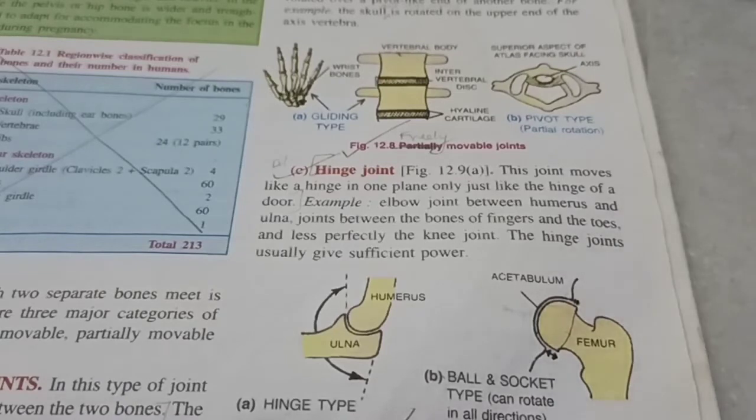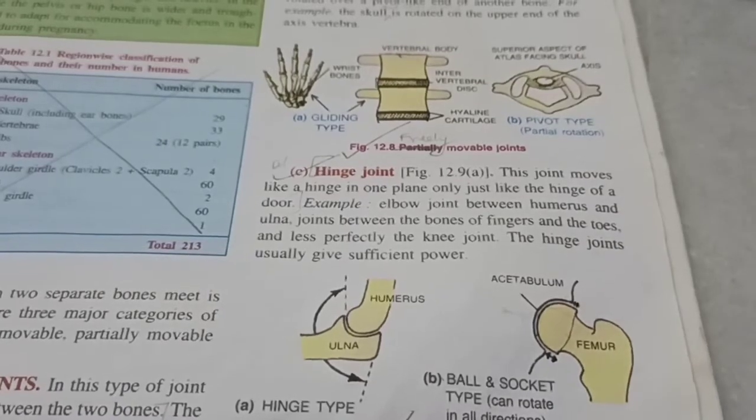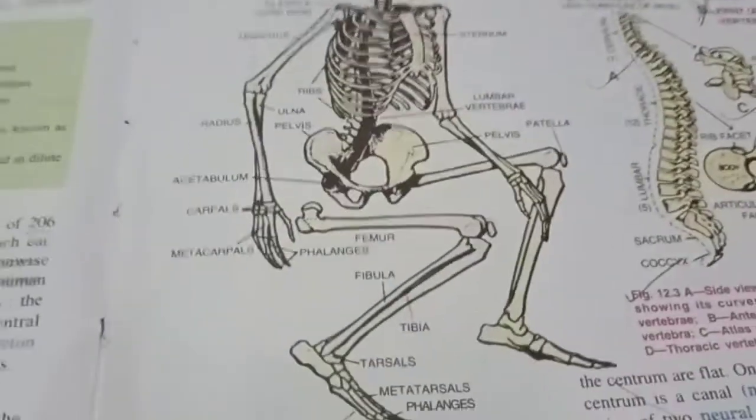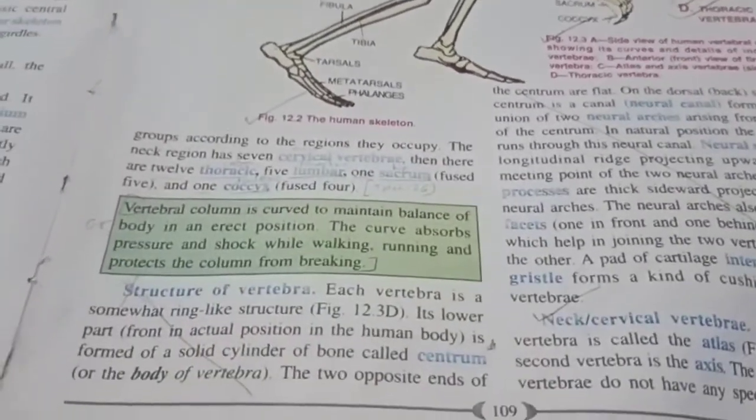So all these terms, biological names, have to be learned by heart. And use the diagrams to remember this. That will be the easiest way to learn it.